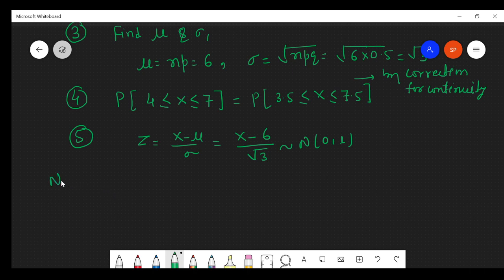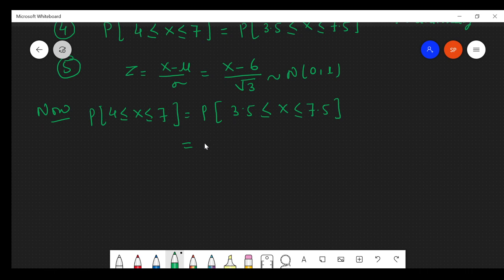Now solve the problem. Here the probability of 4 less than or equal to x less than or equal to 7, by the correction for continuity, we can write as 3.5 less than x less than 7.5. Now this x is converted in the form of z. That's why we write 3.5 minus 6 by root 3, and 7.5 minus 6 by root 3.